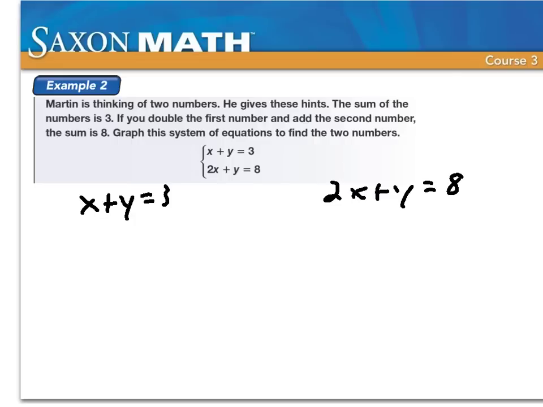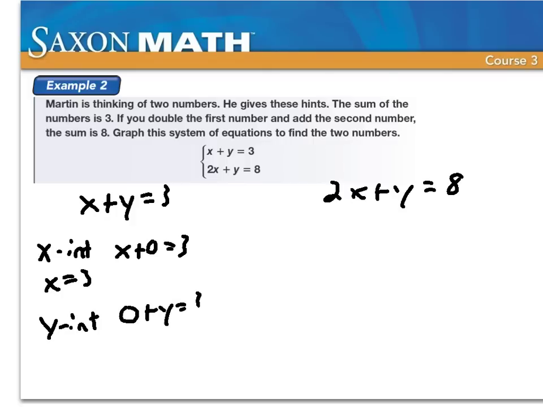So instead of doing the whole table of values thing, or y equals mx plus b form, we can use the x and y intercept method to make this quick. The x-intercept is when I plug in 0 for y. So x plus 0 equals 3, which is the same as x equals 3 for the x-intercept. Then for the y-intercept, that's when I plug in 0 for x. So it's 0 plus y equals 3, so our y-intercept is y equals 3. I can plot both of these points and sketch a quick graph, and I'll do that on the next slide to graph that line.